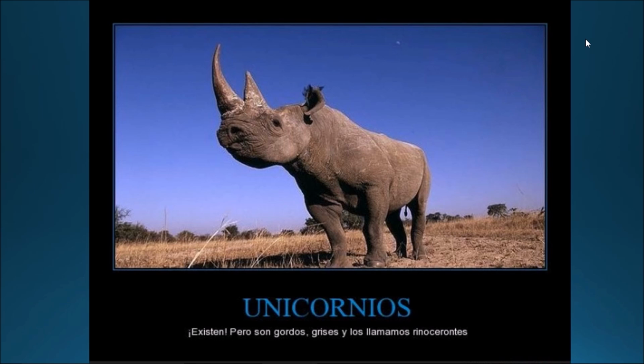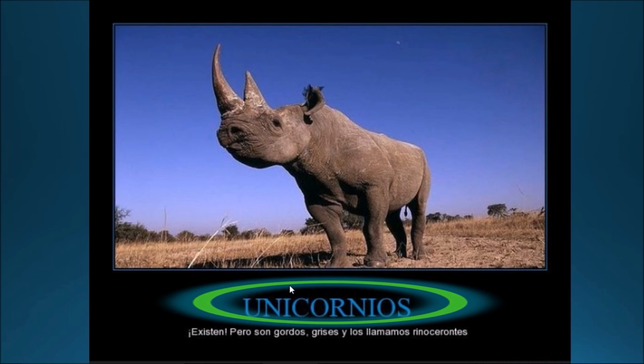Okay. Unicornios, unicorns. Existen. They exist. Pero son gordos, grises y los llamamos rinocerontes. They exist, but they are fat, gray, and we call them rhinoceros. So we call them unicornios. ¿Qué llamamos? What do we call? Los unicornios. So el objeto directo, unicornios. So we want to replace unicornios with the masculine plural, los. Los llamamos. We call them.